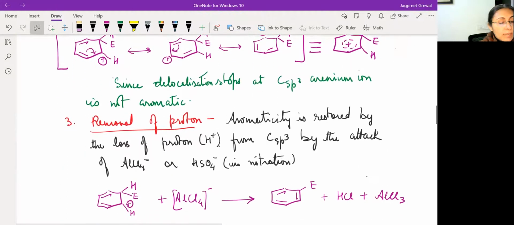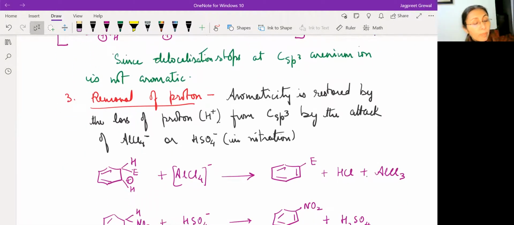Now next thing is, to restore the aromaticity, what will this ion do? It will lose a proton and take up those electrons to form the pi bond. How? As you can see over here, it will take up these electrons to form the pi bond, resulting in the loss of a proton. Proton will be taken up by AlCl4 negative and it will form HCl and AlCl3. And you get an electrophile attached over here.